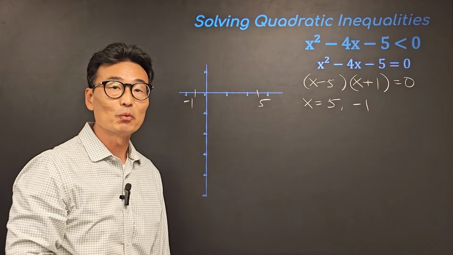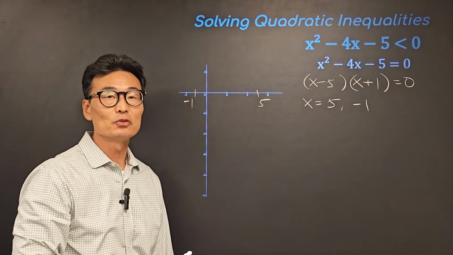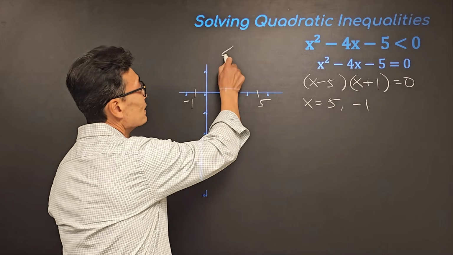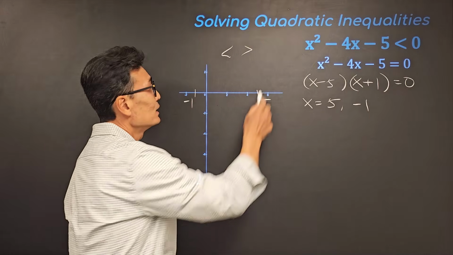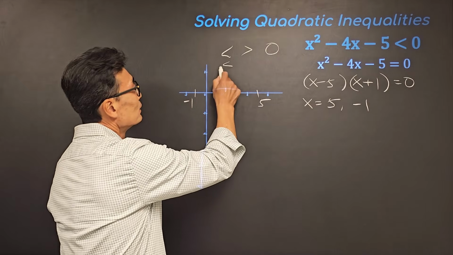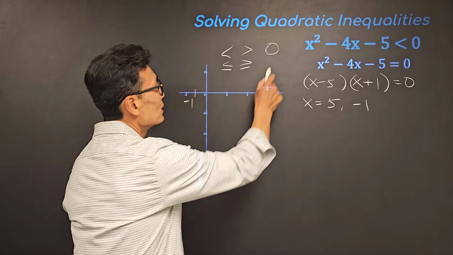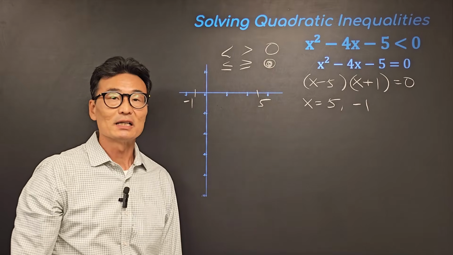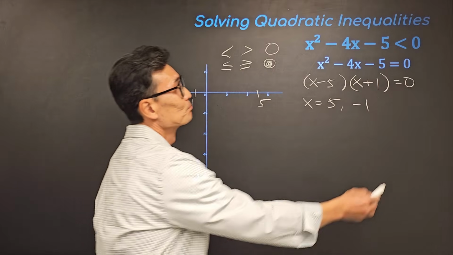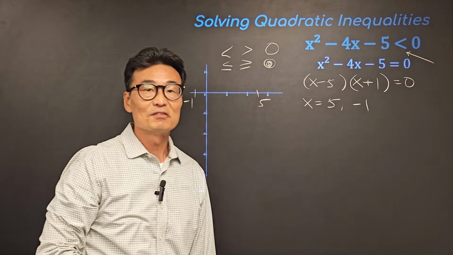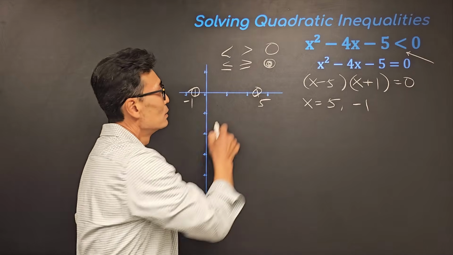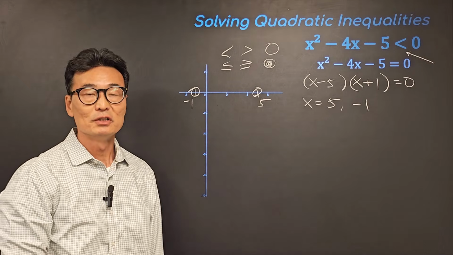And here's the important thing. When marking the x-intercepts, they're going to be either closed circle or open circle. If it's less than or greater than sign, it's going to be open circle, meaning it does not include the x-intercepts. If it's less than or equal to, or greater than or equal to, it's going to be a closed circle, meaning it includes the x-intercepts. In this case, it's less than 0, meaning it does not include the x-intercepts. So I'm going to draw or mark with open circles.